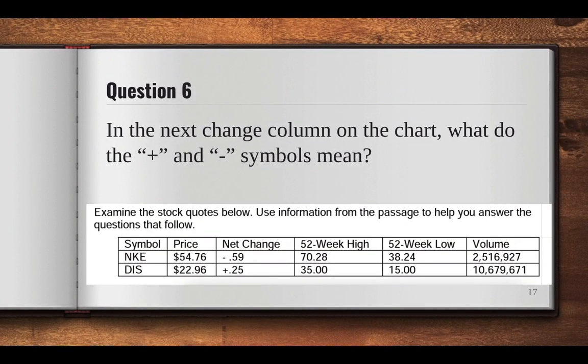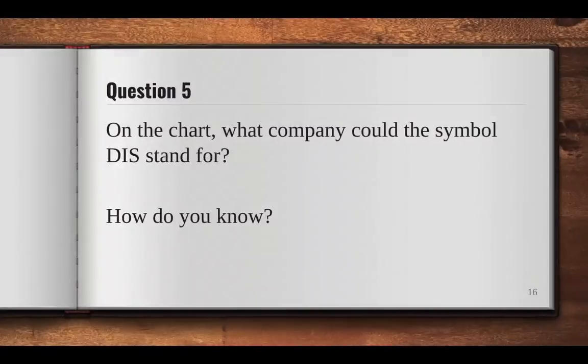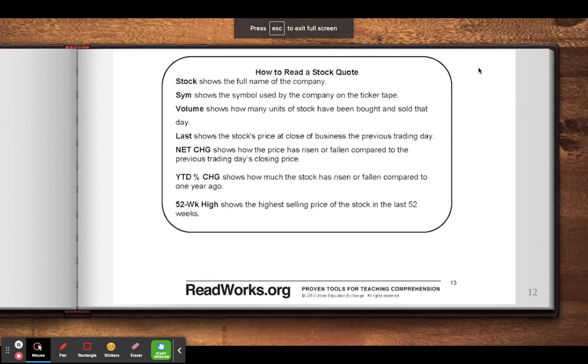Question number 6 says, in the next column on the chart, what do the plus and minus symbols mean? So what does this mean? Remember that if it's a negative, that means there's a decrease, and if there's a plus, that means there has been an increase. So based off of this, has Disney's stock increased or decreased? Okay, we know that it has increased, so it's not C or D. But now you need to tell me if it has increased for the day or the year. And I'll give you a hint: it is on this section.